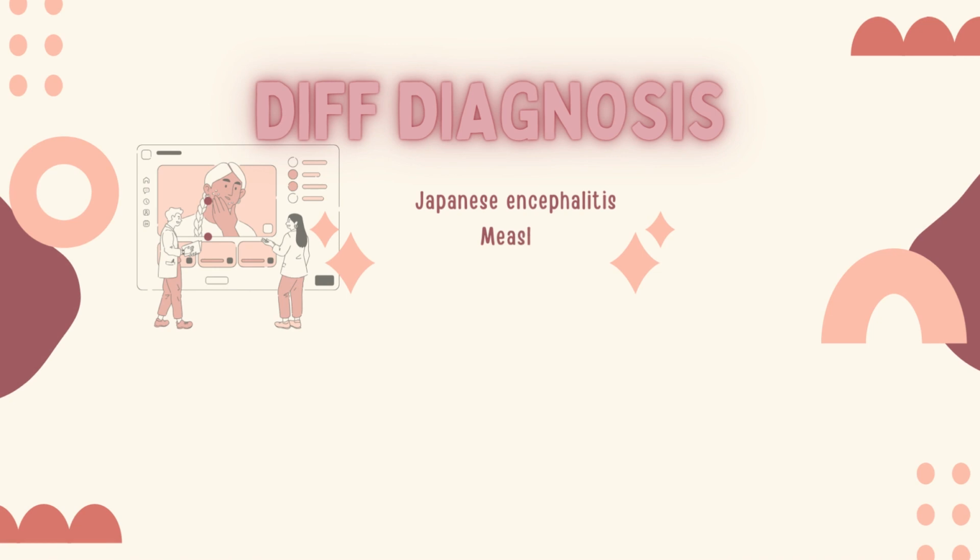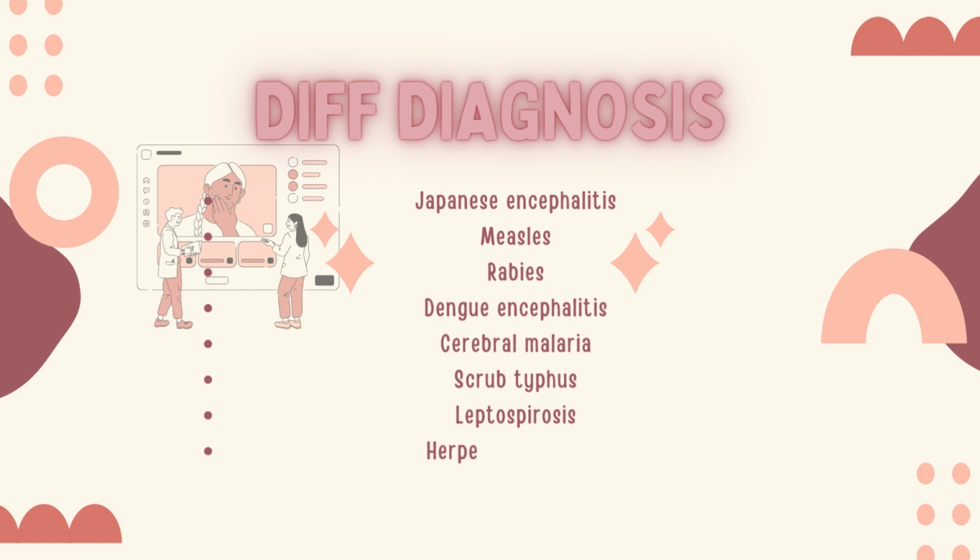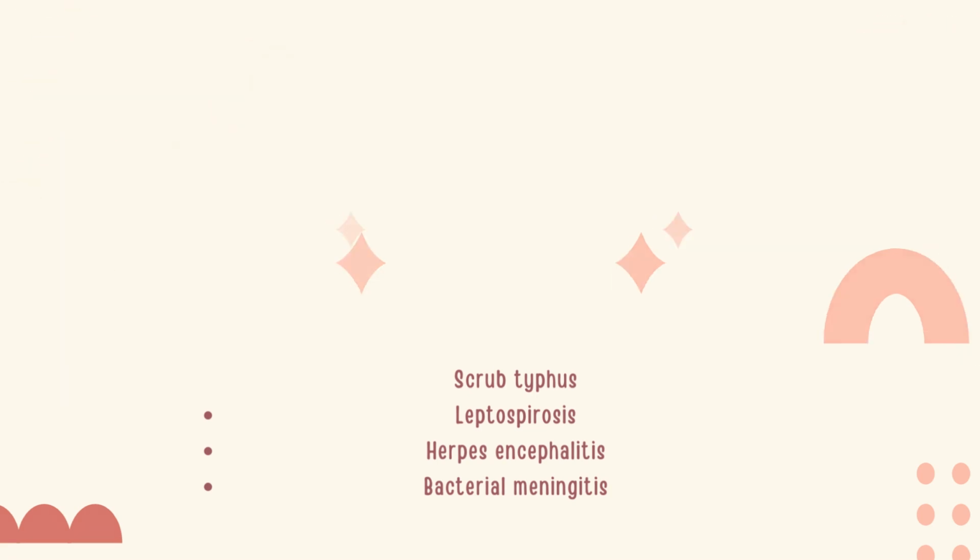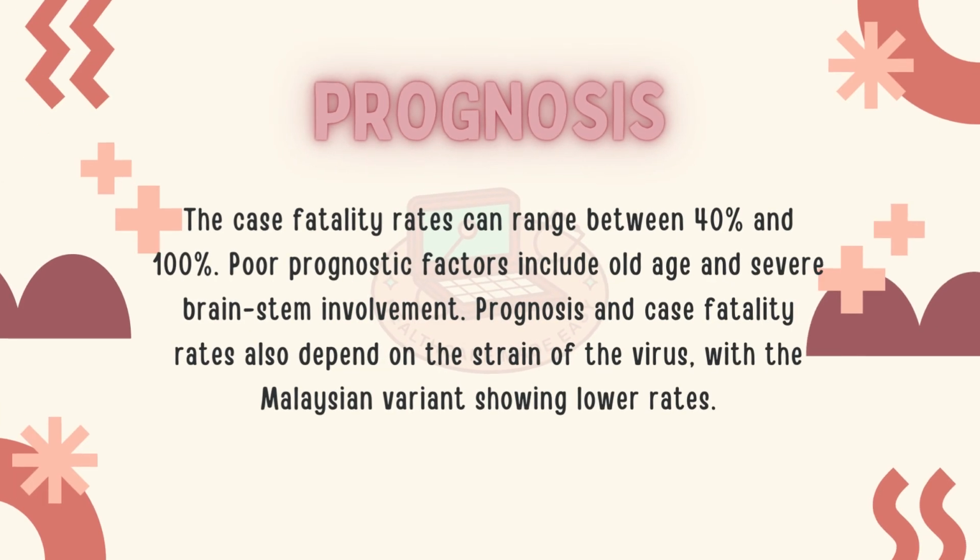Differential diagnosis could be Japanese encephalitis, measles, rabies, dengue encephalitis, cerebral malaria, typhus, leptospirosis, herpes encephalitis, and bacterial encephalitis as well. For prognosis, the case fatality rates can range between 40 and 100%. Poor prognostic factors are old age and severe brain stem involvement. Prognosis and case fatality rates also depend on the strain of the virus. For example, the Malaysian variant is showing lower rates.